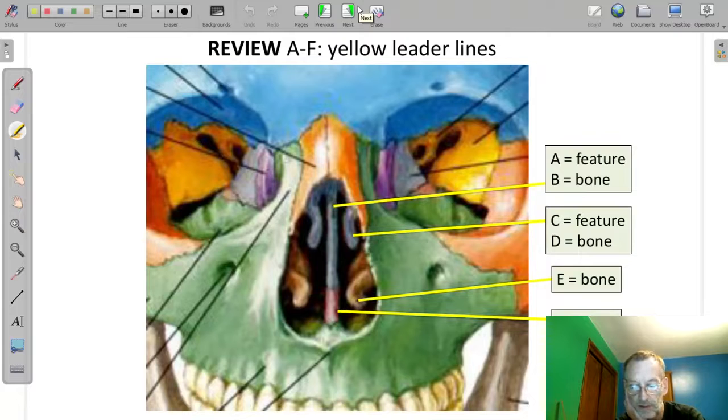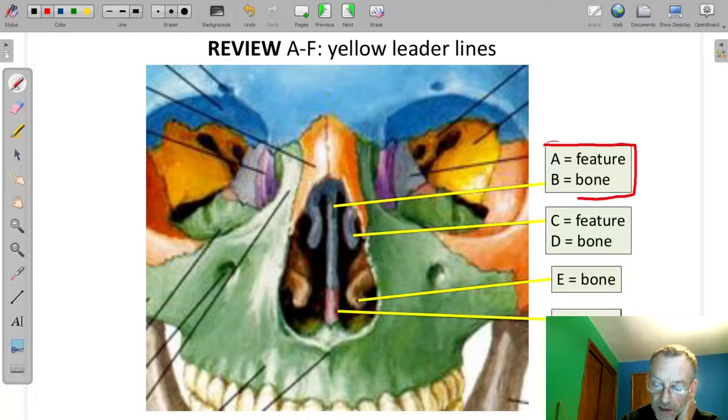Is just review exercise. So don't know if I'll spend the time to go through this. I think I'll let you do it. Check yourself, check with your study partners, and get back with me if you have questions. But each box here is hooked up to a yellow leader line. So that's pointing over here. So A is asking what's the name of that feature. B is asking for the name of the bone.